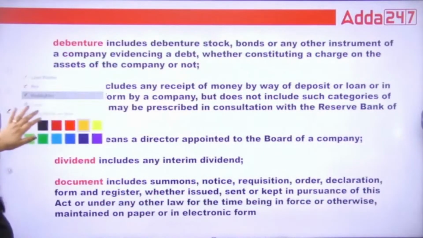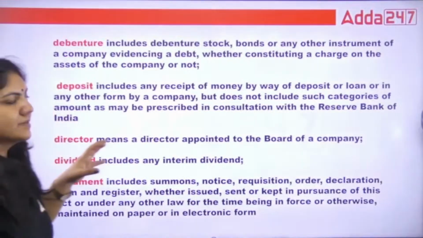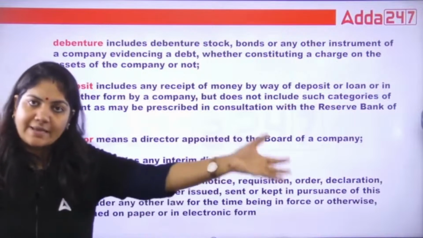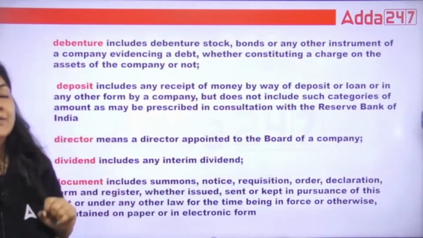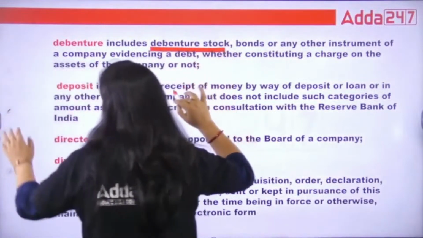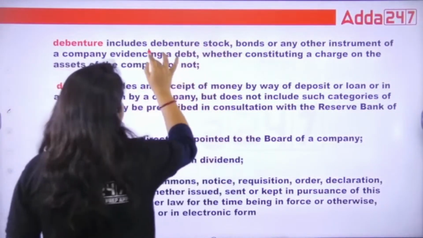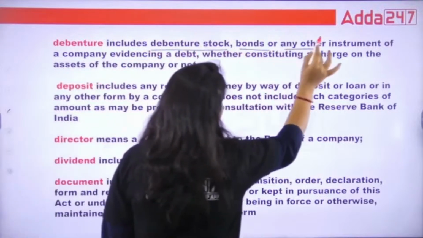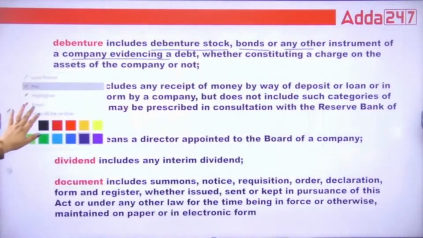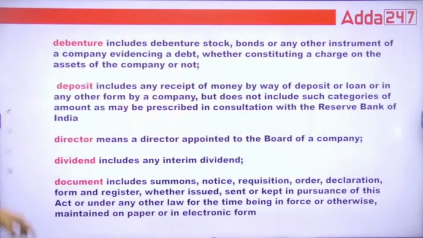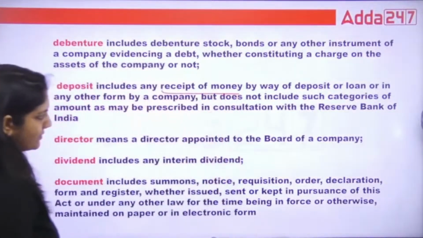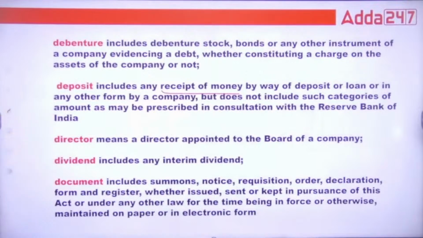Next, what is debenture? Guys, debenture is a kind of security that a company gives as security to take a loan from a bank or financial institution. It includes debenture stock, bonds, and any other instrument of a company evidencing a debt. This is called debenture. Okay, what is deposit? Any receipt of money by way of deposit or loan in any other form by the company.